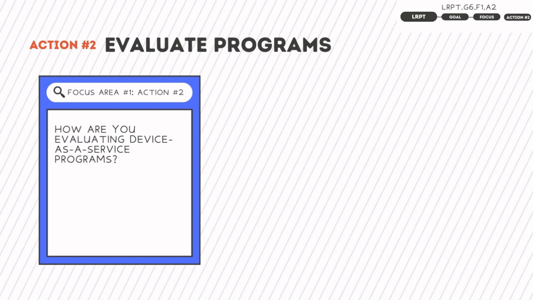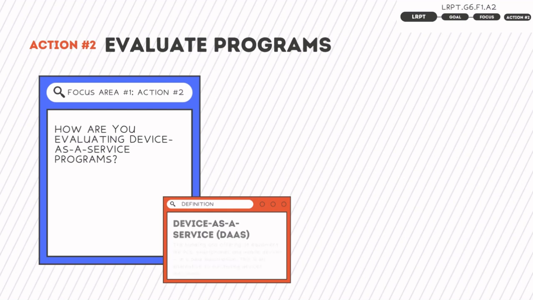Action number 2 is to evaluate device as a service programs being offered by manufacturers and third-party distributors for appropriateness in your district. In general, this service is the bundling and offering of equipment like PCs, smartphones, and mobile devices in a paid subscription. This is an alternative to purchasing devices individually.